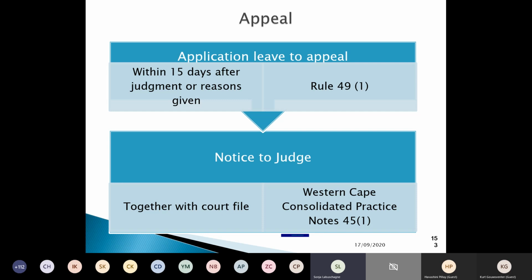And then again, your consolidated practice notes. To ask for leave to appeal, what you will do is do your notice, all right, and then you will arrange with the registrar and the other party to appear before the judge. So that would not go through the registrar. The judge would then determine their own date when you argue for leave to appeal. Usually it's done before court.